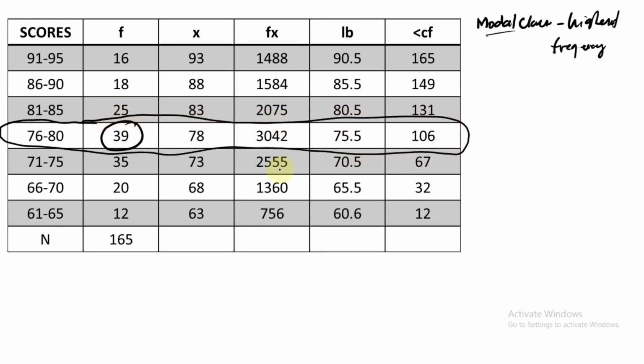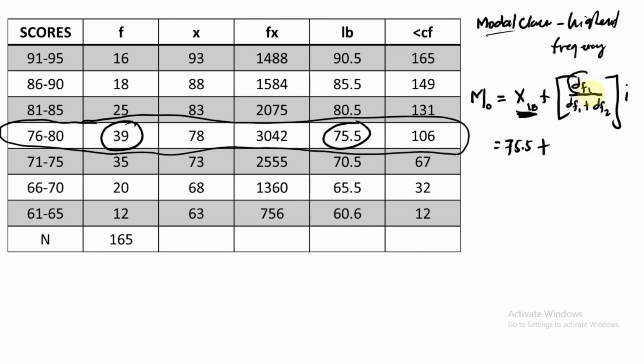Okay? So formula in finding the mode, that is M sub O equals lower boundary of the modal class plus df sub 1 over df sub 1 plus df sub 2 times interval. So to find the df sub 1, that is the difference between the frequency of the modal class and the frequency below the modal class. So ano ba yung lower boundary ng modal class natin? That is 75.5.